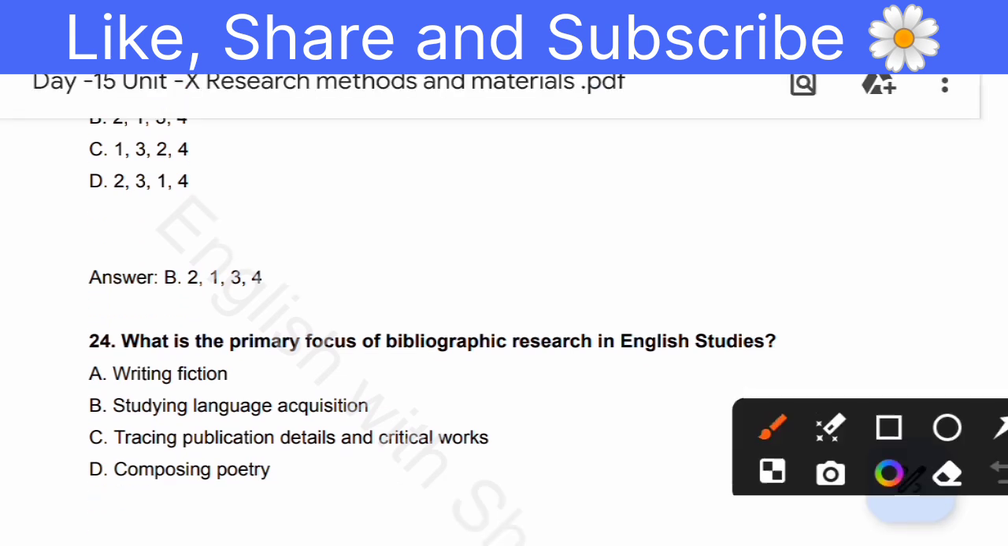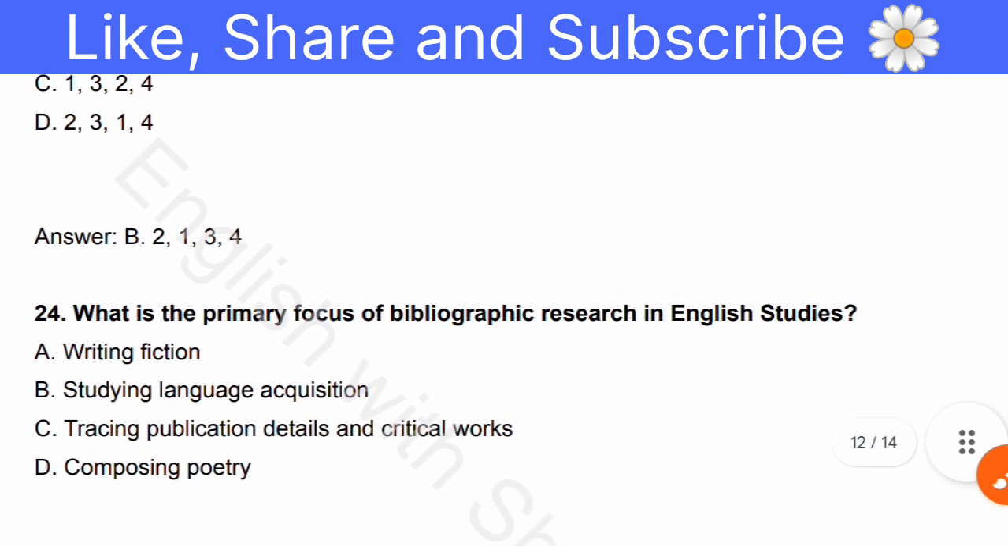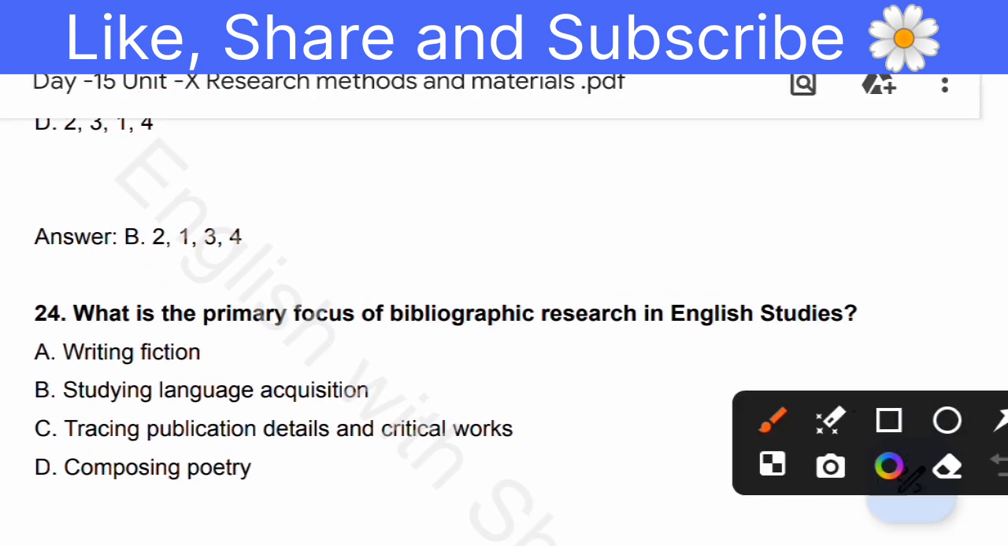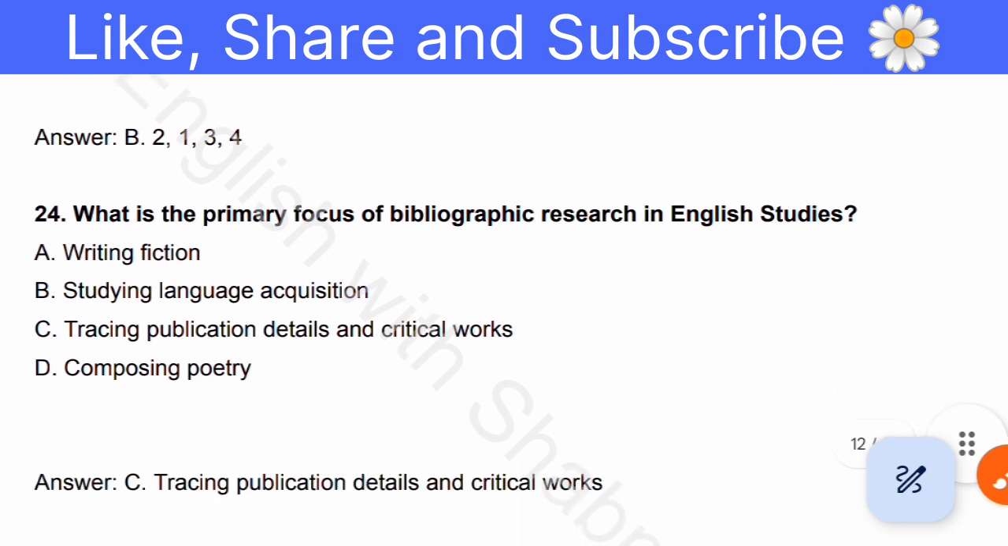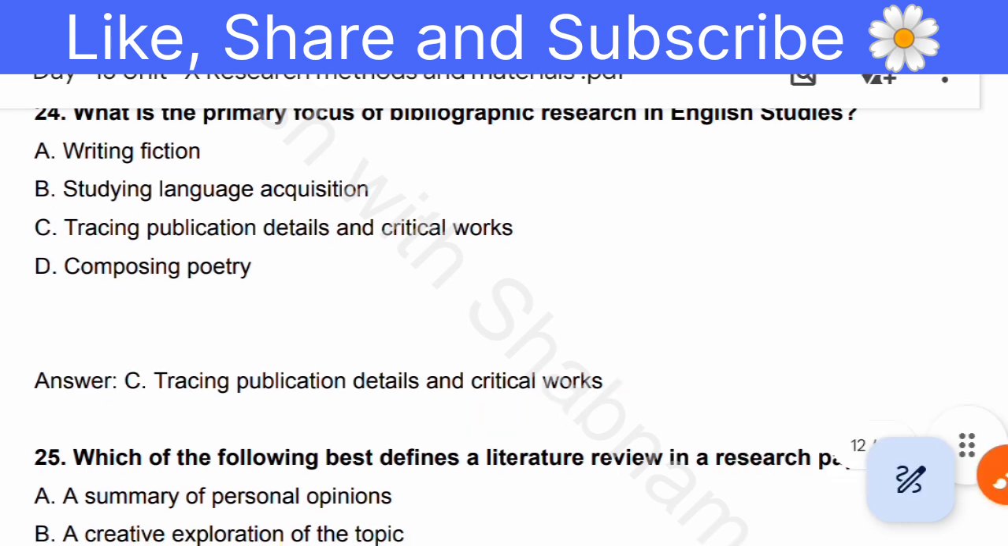What is the primary focus of bibliographic research in English studies? Option A writing fiction, option B studying language acquisition, option C tracing publication details and critical works, and option D composing poetry. These are the options. You have to guess the correct one. Correct answer of this question is going to be the option C, that is tracing publication details and critical works. Option C.